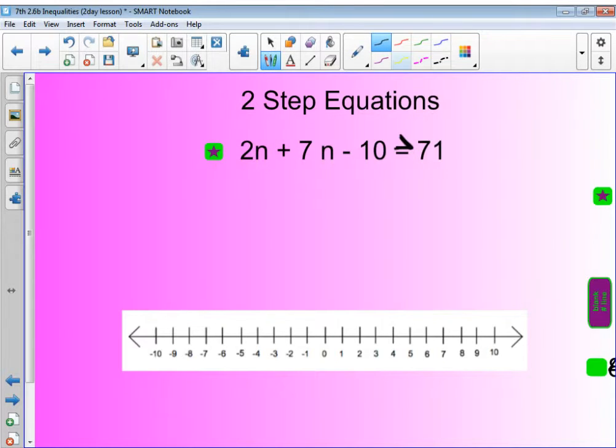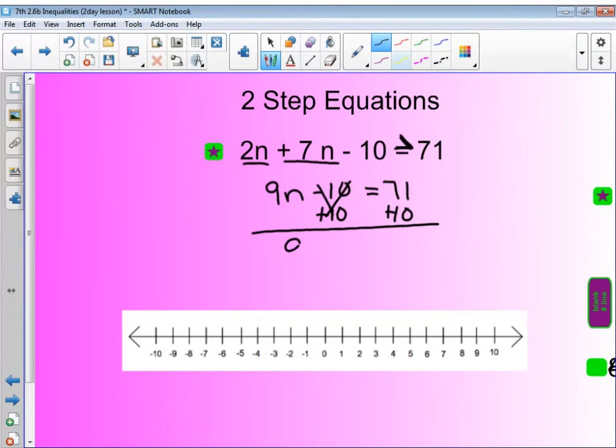So we're going to combine like terms. This is a 7n. Sorry, I didn't mean to have a space in there. So we have 2n plus 7n is going to give me 9n minus 10 equals 71. So now we'll go ahead and get rid of our minus 10 by adding 10. Plus 10. So now we have 9n equals 71 plus 10 is 81.